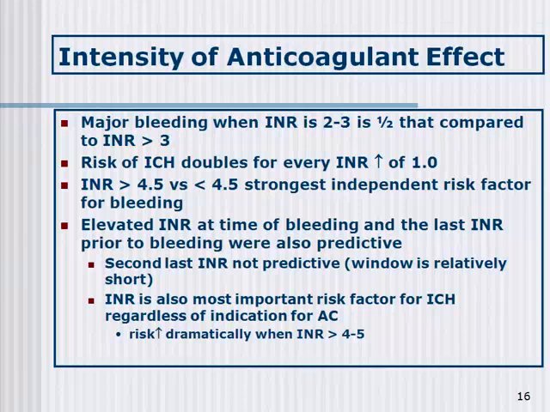So the INR is the most important independent risk factor for bleeding, especially intracranial hemorrhage. And that doesn't matter what the indication for anticoagulation is. And when the INR, again, is above 4, above 5, then that risk increases exponentially.